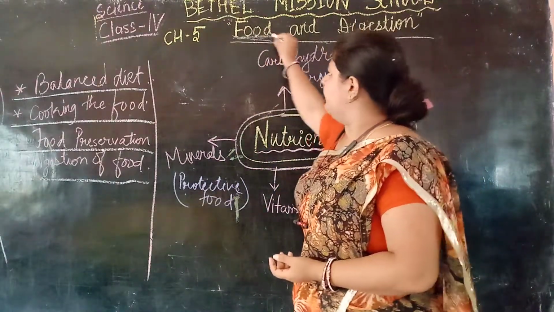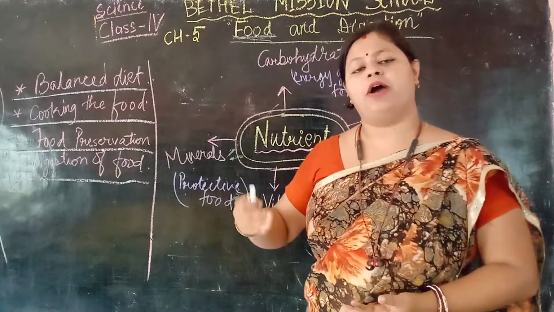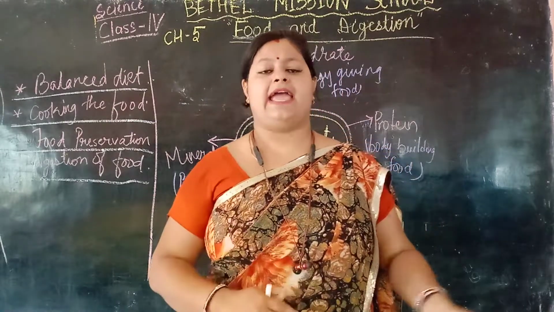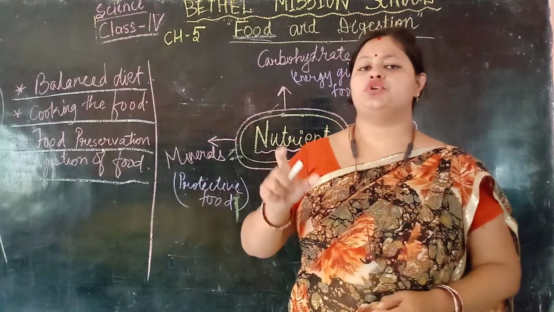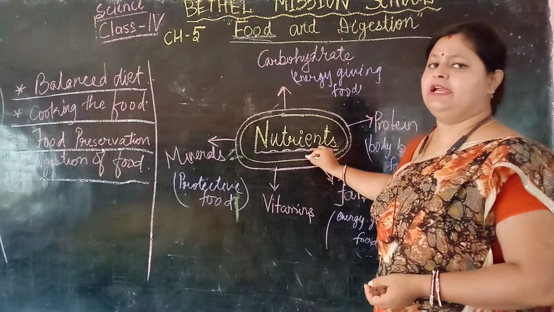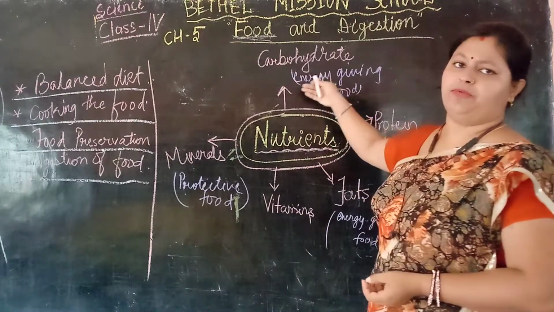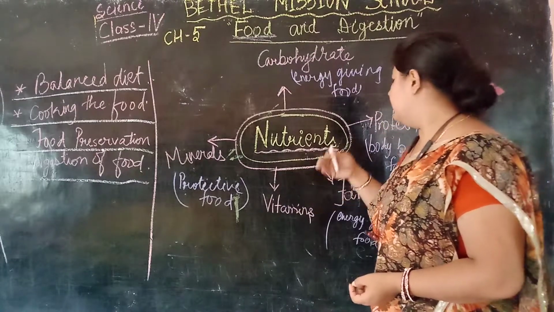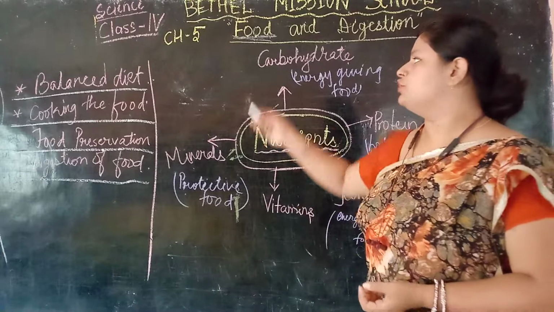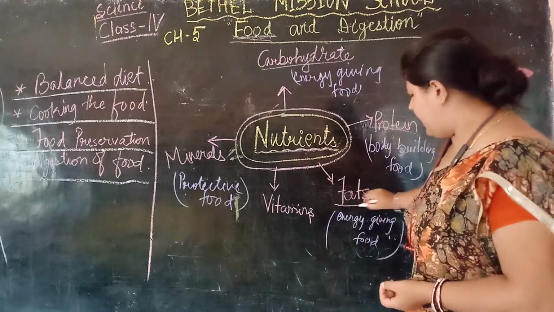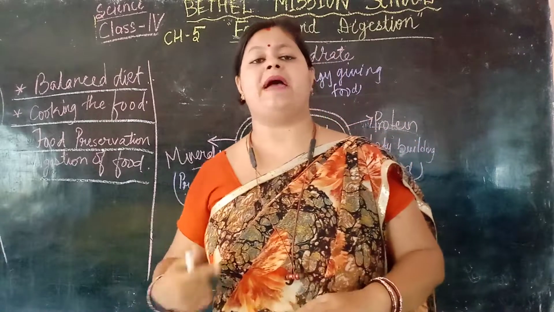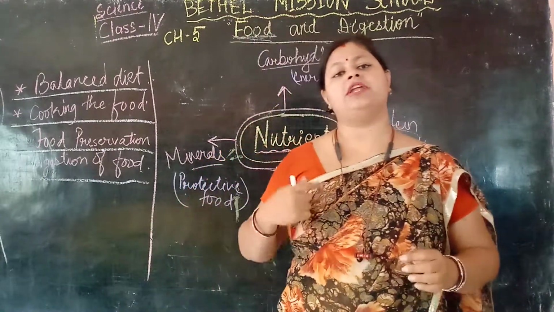When we take food, we need different types of nutrients. Our food contains different types of nutrients which give us energy and help in growth and development. Nutrients are the things contained in our day-to-day food. Nutrients are of different types: carbohydrates, fats, vitamins, minerals, protein, and water. These are the nutrients we have to take in our daily balanced diet to keep our body fit and healthy.